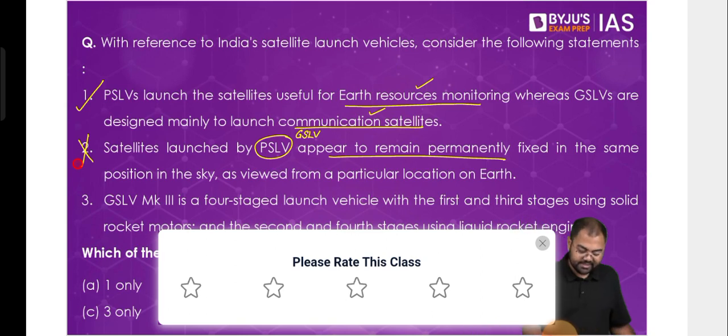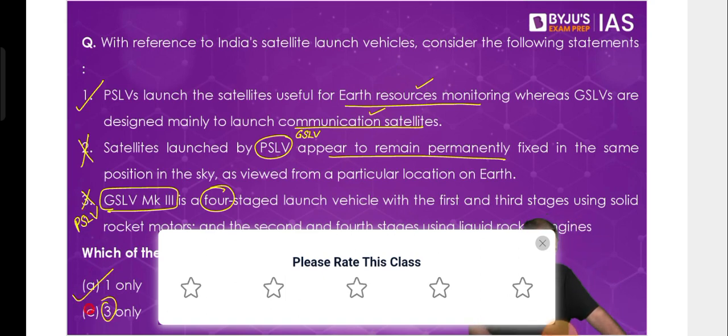This is PSLV. We discussed that GSLV is 3-stage: solid, liquid, and cryogenic. So there is no point in saying that it is 4-stage. This is not GSLV Mark 3, this is a typical PSLV. So that's why 3 is wrong. So the correct answer will be 1 only. You have 3 statements, and from one statement only you could have solved this question. It's an easy question. It's not a difficult question.